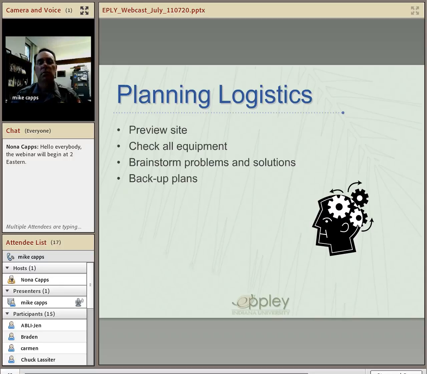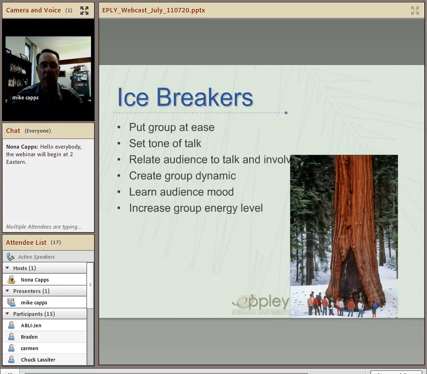So, if at all possible, preview the site. Get an idea of where to put people so they're not facing into the sun and that kind of thing. Check your equipment ahead of time. Have backup plans. We don't talk about this so much since we don't use slide projectors anymore, but a cardinal rule was anytime you did a slide program, you always took along an extra bulb. Just have some spare parts on hand in case you do have equipment failures. And think about some of these things ahead of time and then try to plan out some solutions.